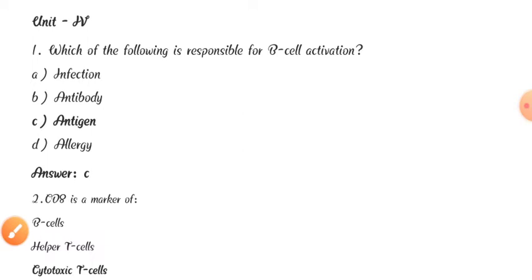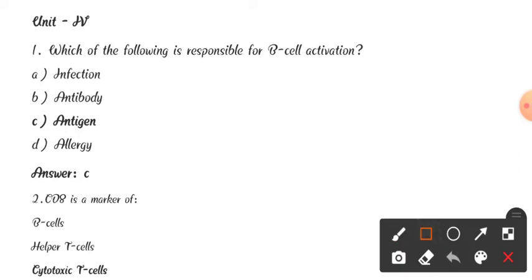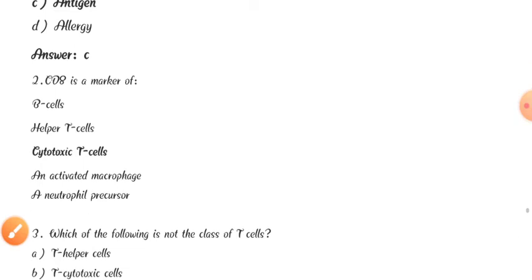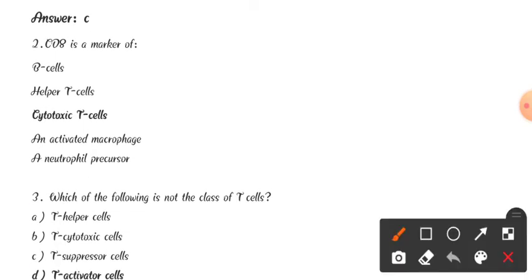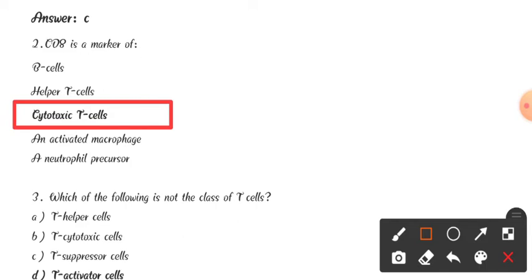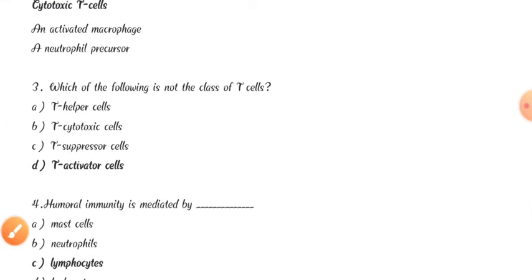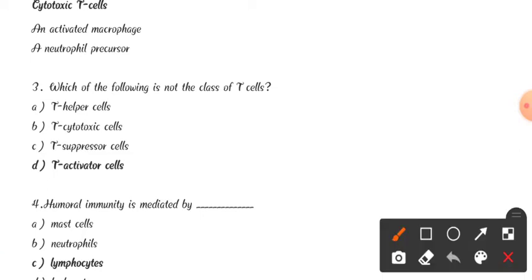So let's start with question number 1. Which of the following is responsible for beta cell activation? So friends, option C, that is antigen, is responsible for beta cell activation. Now question number 2. The CD8 is a marker of what? The CD8 is a marker of cytotoxic T cell, which is the correct answer. Which of the following is not the class of the T cell? So option D friends, that is T activator cell, is the correct answer.